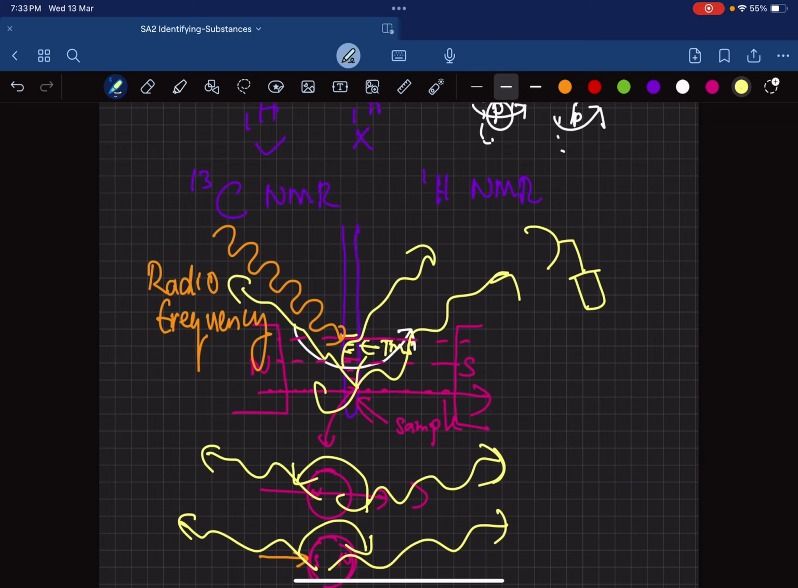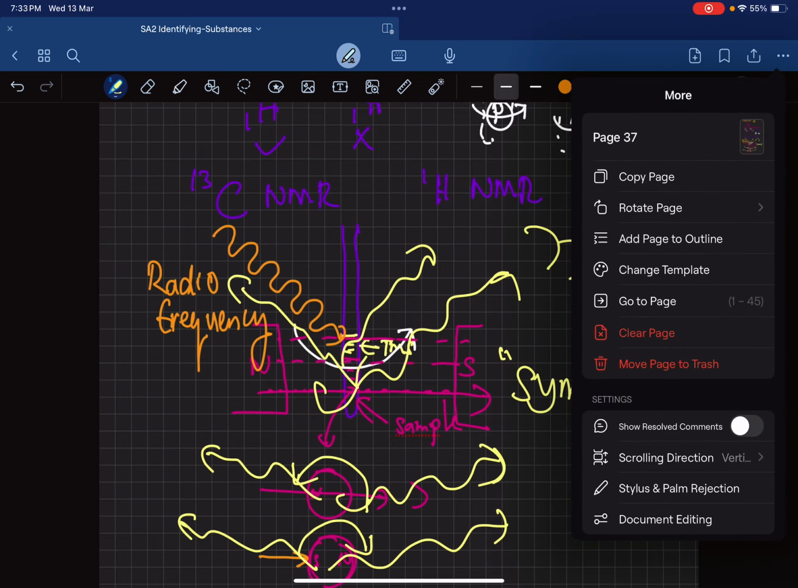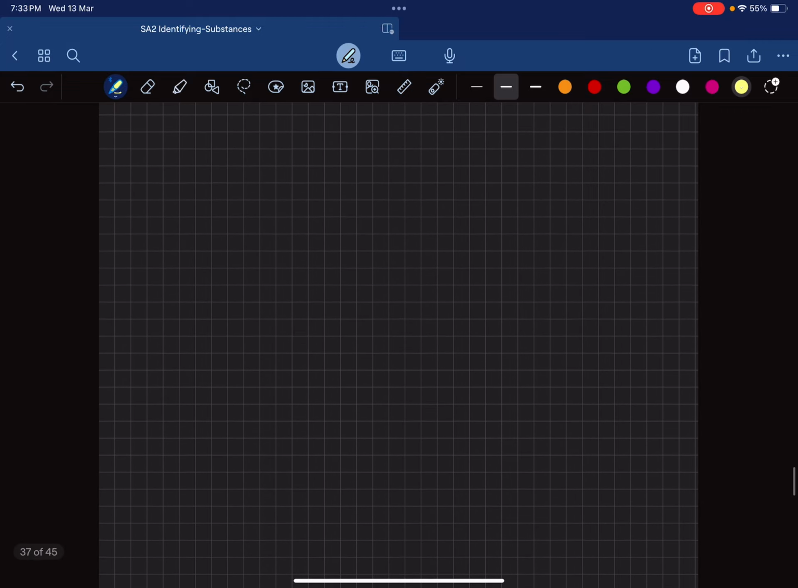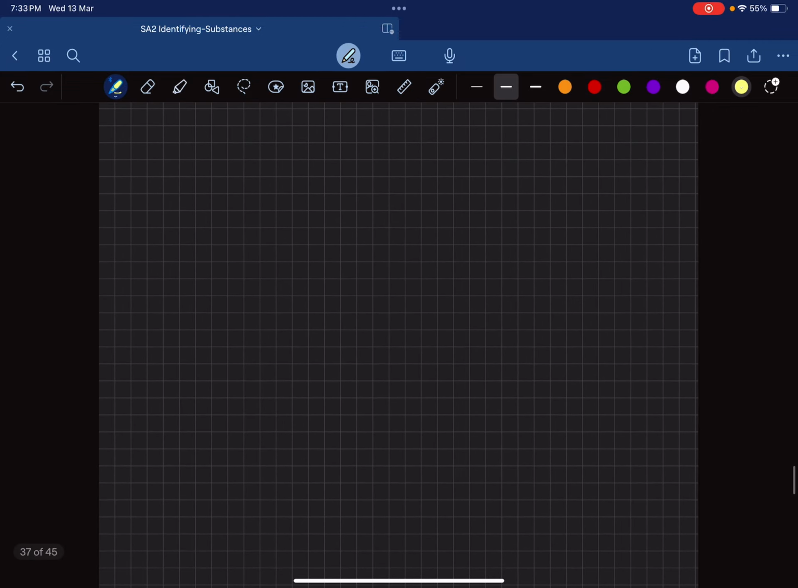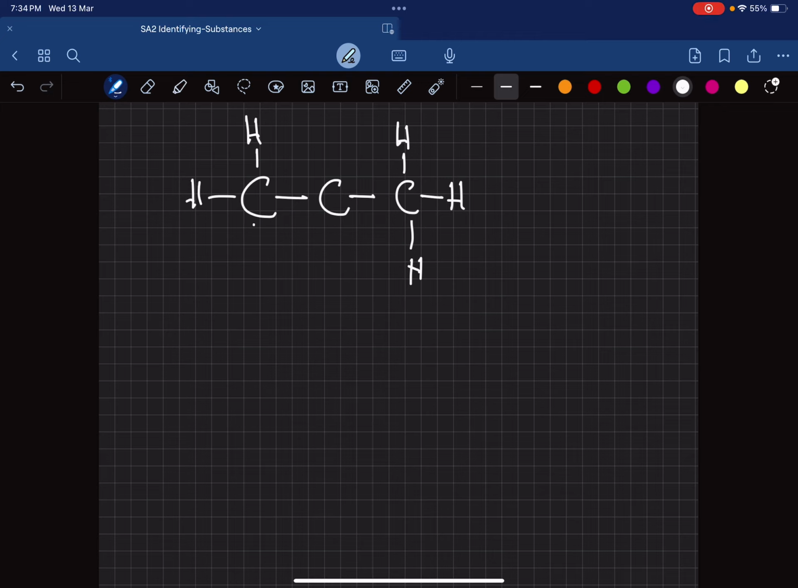When we do this, one very important concept that we need to understand is called symmetry. So this is important, let's talk about this. Symmetry is a very important concept here. For example, let's say we look at this molecule here. Let's say this is propane. So this molecule is called propane. Let's say all of these carbons are carbon 13.